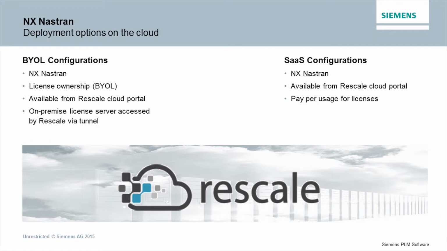Now let's look at Rescale's NX Nastran deployment options in more detail. If you already have an NX Nastran license, and if you're simply looking to increase computing capacity, then the first option is best for you. This is called the Bring Your Own License, or BYOL, configuration. What this means is that you can use your existing NX Nastran license in conjunction with the NX Nastran software that has been deployed on the Rescale platform. Rescale will access your on-premise license server via a tunnel.